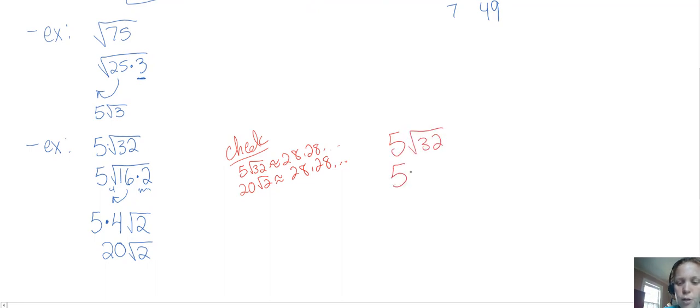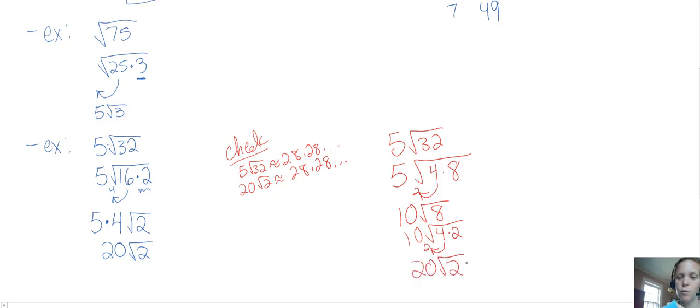Let's say at first I just broke down 32 to 4 times 8. And then maybe I even pulled out this 2. 5 times 2 is 10. So I'd still have 10 square root of 8. But then I can think about how 8 is not really fully broken down. 8 is 4 times 2. Square root of 4 is 2. 10 times 2, 20. Square root of 2.